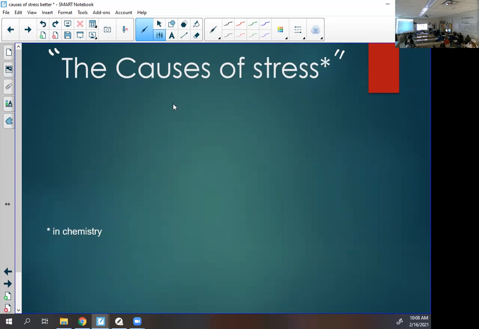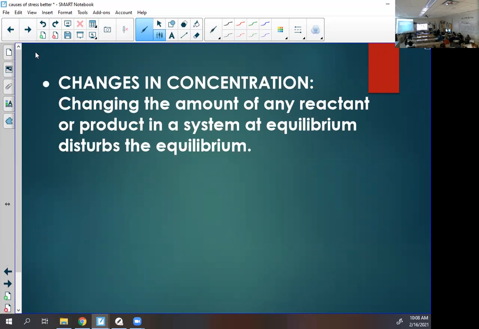Just keep it up. Okay, now this is the little asterisk here because we're talking about stress in chemistry, and that doesn't mean chemistry test. That means we're talking about what we call Le Chatelier's principle. It really does apply to life. So, whatever, we'll just jump in. There are 3 main types of stress when we talk about chemistry. And one is when we change the concentration. Changing the amount of any reactant or product in a system at equilibrium disturbs the equilibrium.